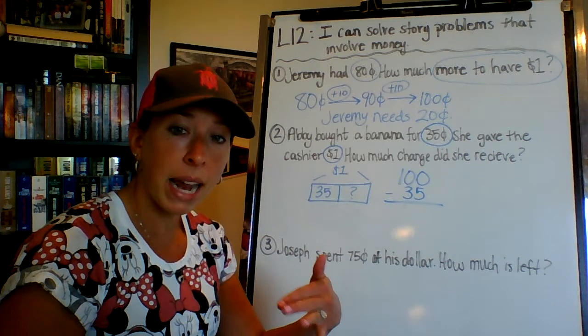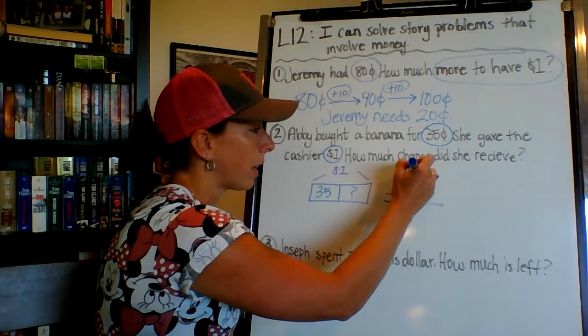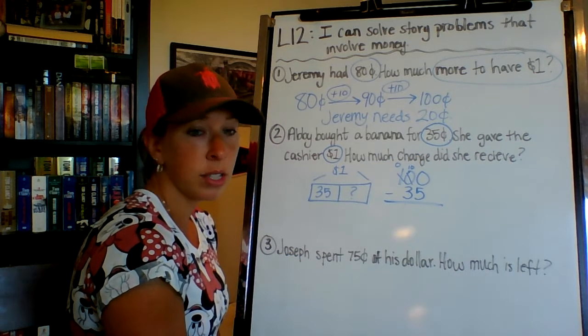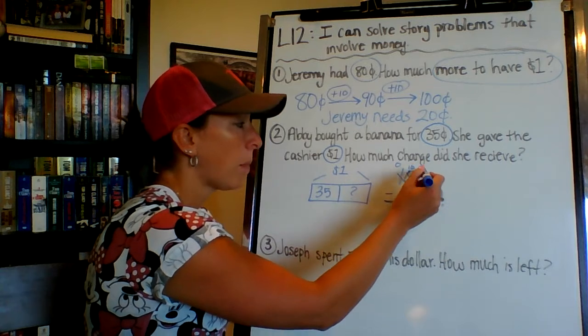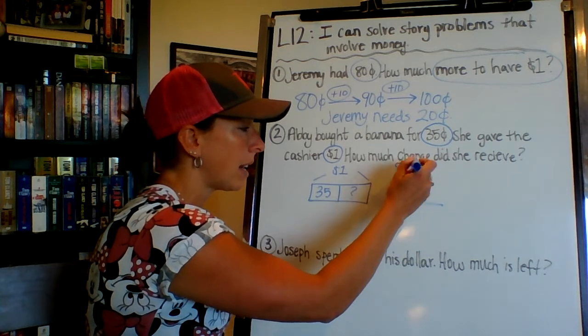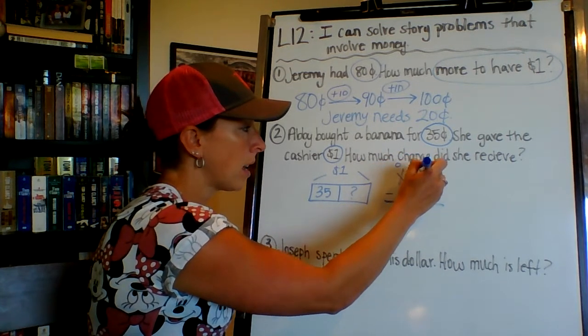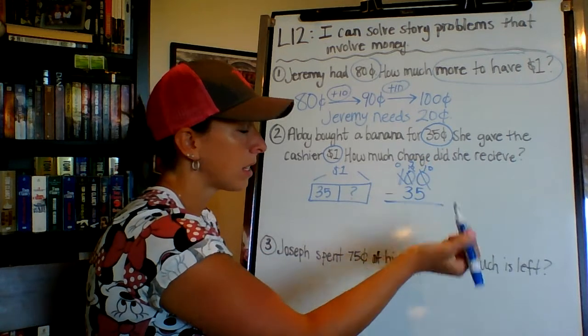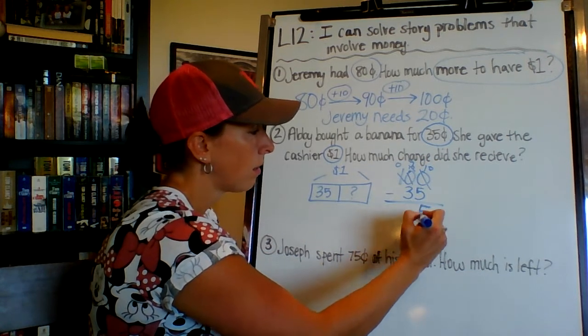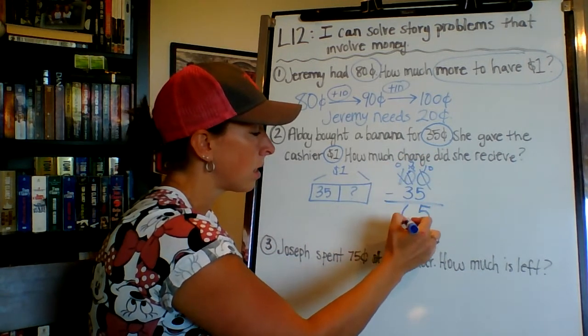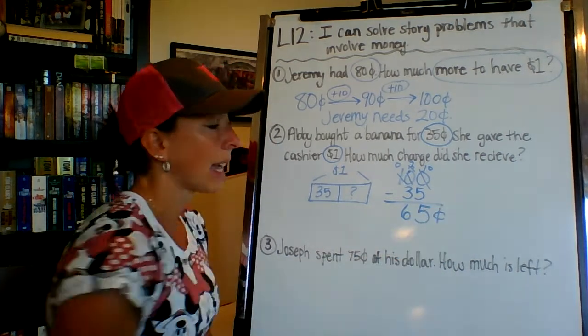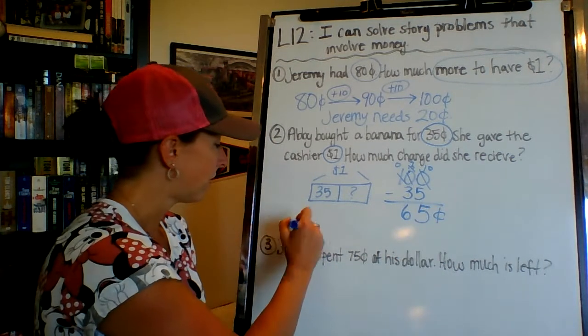I can't. I've got zeros. So this is one of those ones where you got to go all the way over and do a lot of unbundling, right? So I go to the hundreds, I unbundle it. That becomes a 10. But I still want to unbundle again because I need to make that a 10. So a 9 and a 10. 10 minus 5 is 5. 9 minus 3 is 6. So she would get back 65 cents.